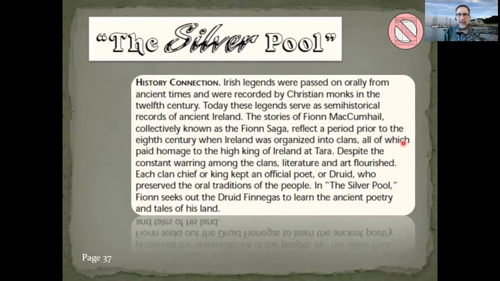And the poets were considered to be very special people. And so in this story that we're going to read, you're going to find that the role of poet is actually a goal for somebody who could be a great hero and a warrior. Sometimes we think of, like tough men don't read poetry, but in Irish culture, tough men write poetry.